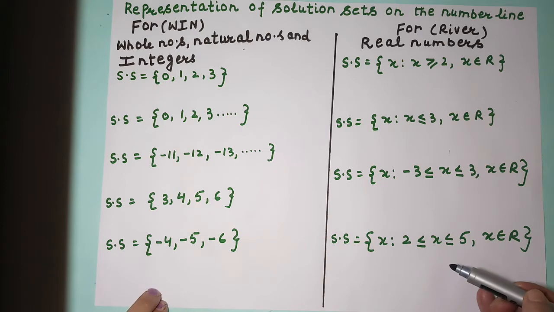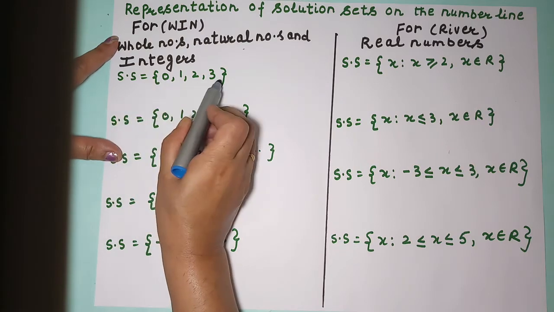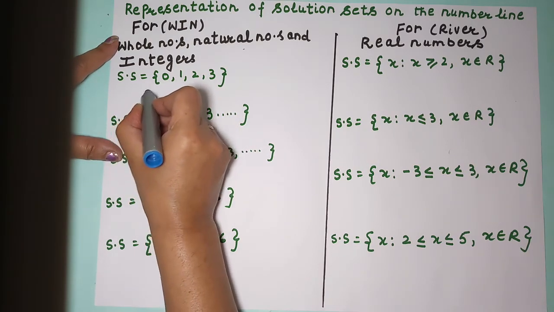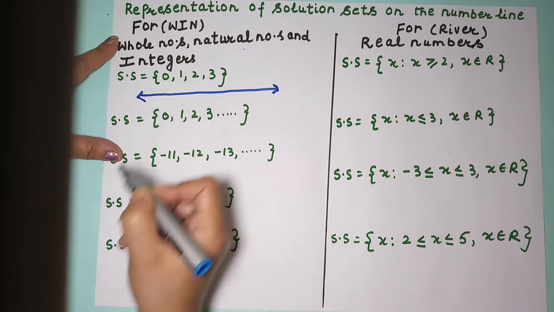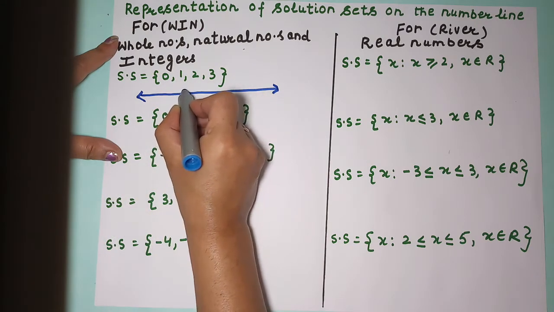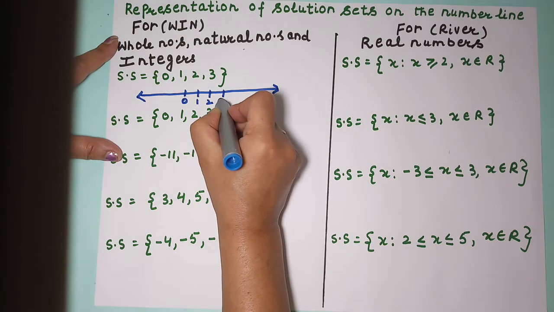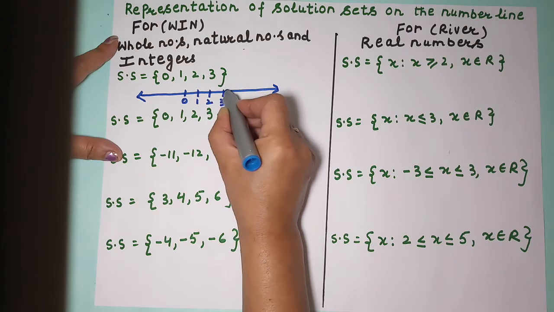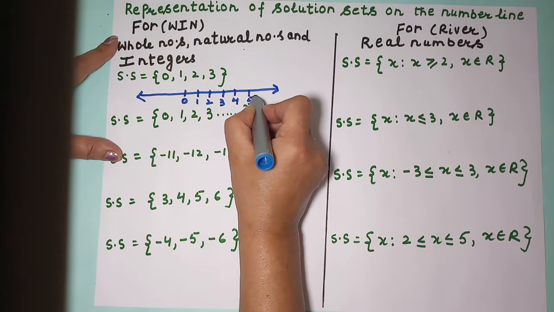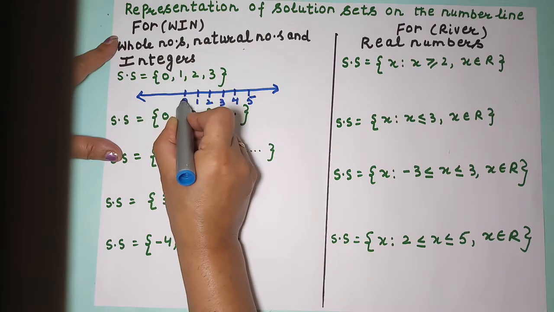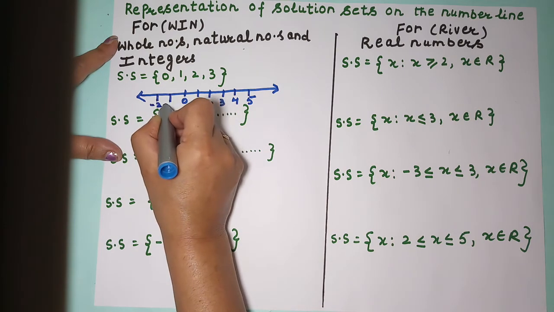So first, let's take the WIN. Our first solution set is this. For that, we will draw a line like this, put arrows on both sides of this line, and write these numbers just in the middle: 1, 2 and 3, and then put two more numbers after the last number, that is 3: 4 and 5, and two more numbers before 0, that is -2 and -1.